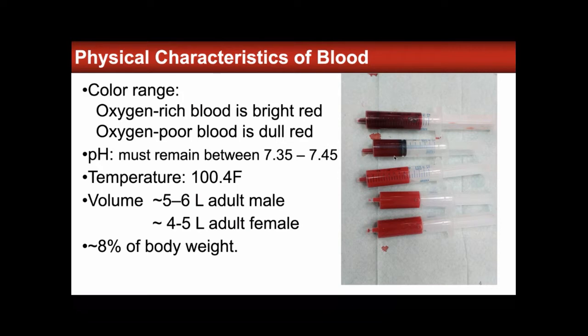Temperature of blood is about 100.4 degrees Fahrenheit, and we have a fair amount of it. So adult men, 5 to 6 liters, and adult females, 4 to 5 liters. And those are rough ranges, right? You could have a smaller adult male and a larger adult female. I'm thinking some of the WNBA players that are really tall, they might have 6 liters of blood. So it's what we call an overlapping distribution. And blood makes up about 8% of our body mass.